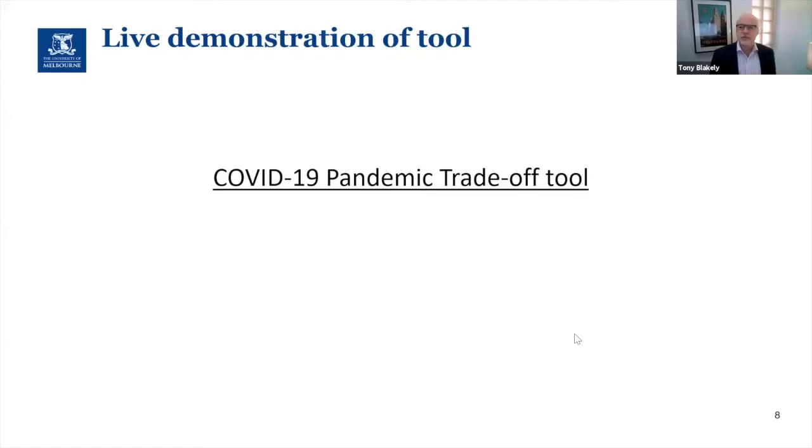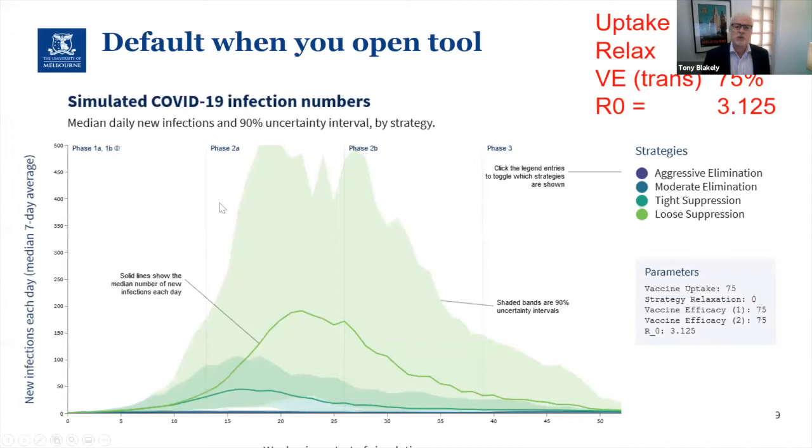All right, let's have a look through some of the results. So there's the graph, the default one you'll see when you go on. And you can see there we've assumed that the vaccine uptake is 75%. We're relaxing the strategy as time goes on. We have vaccine efficacy, 75%, of how much the vaccine will reduce transmission, and about an average.